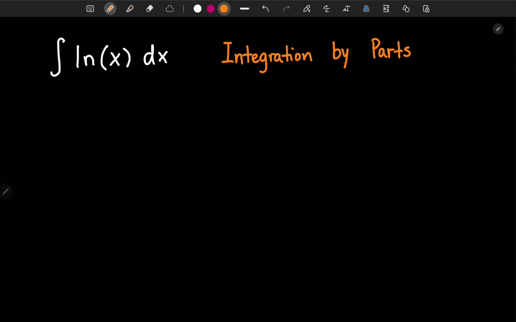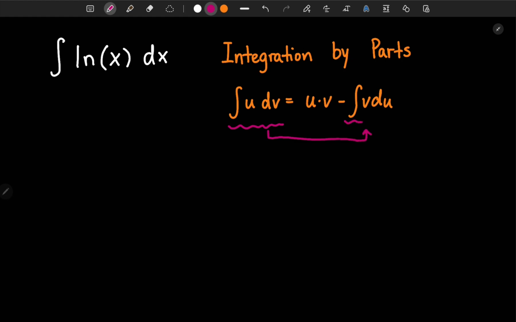The general equation you will use for integration by parts is the integral of u dv is equal to u times v minus the integral of v du. The reason we're using this rule is that we're given an integral that is a bit hard to solve, and we're breaking the integral down into two parts, the u and the v, and we're transforming this initial integral to something a bit easier to solve, which is the new integral of v du.